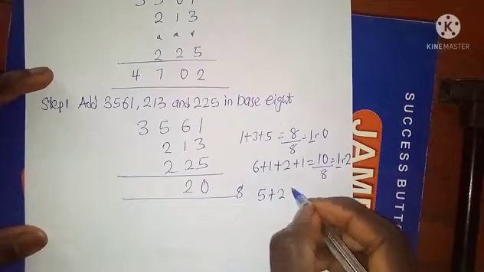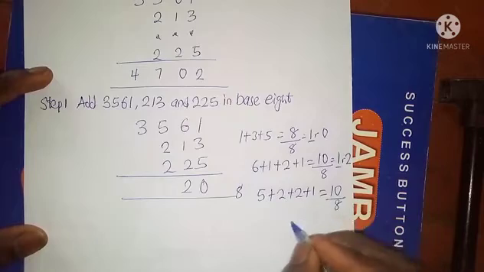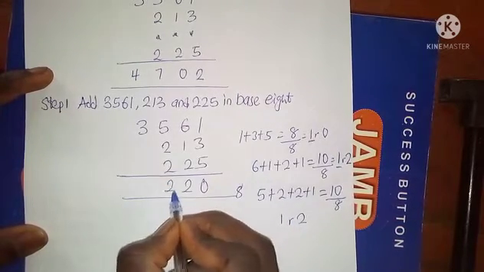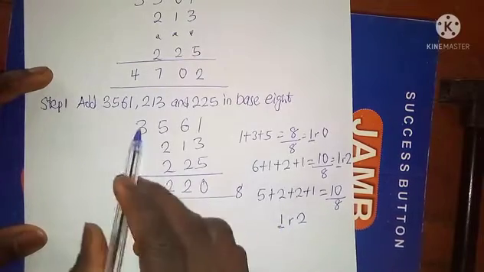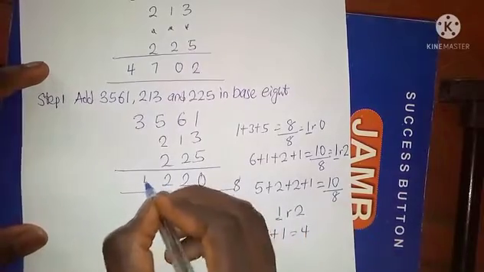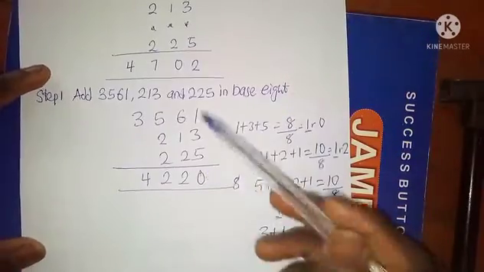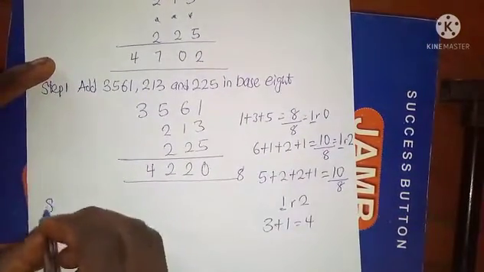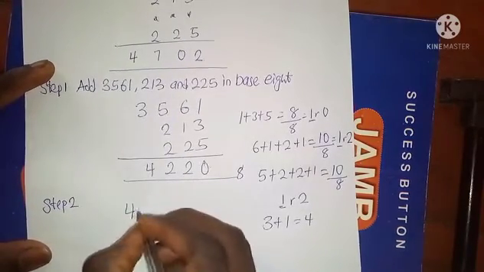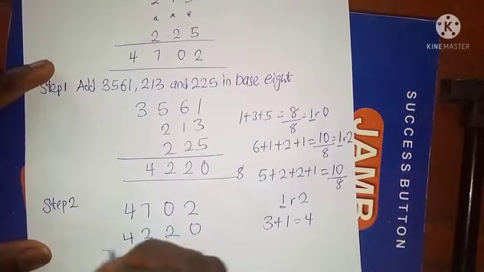So let's move to this part. 5 plus 2 plus 2, then plus 1 again, and this is 10 divided by 8. Again we are going to have 1 remainder 2. So we have 2, these are remainders, and this number left. So we have 3 here, then plus this 1, this is 4. So the addition of these numbers is this. Step 2 to get that number is to subtract this from this. So we are having 4702 minus 2 2 0, base what?